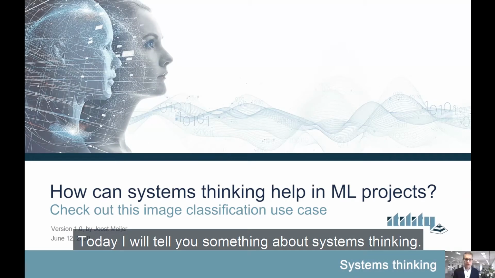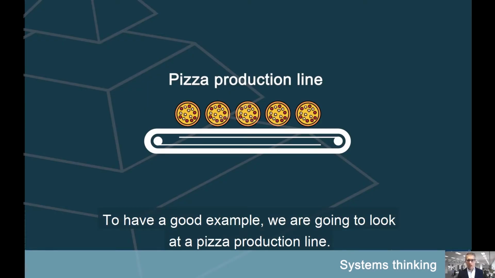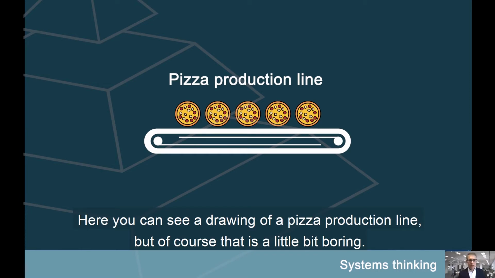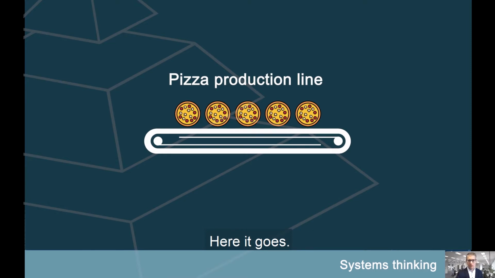Today I will tell you something about systems thinking. To have a good example, we're going to look at the pizza production line. You can see here a drawing of a pizza production line, but of course that's a little bit boring. So we have a little video to show you what this line looks like when it's in full production. Here it goes.